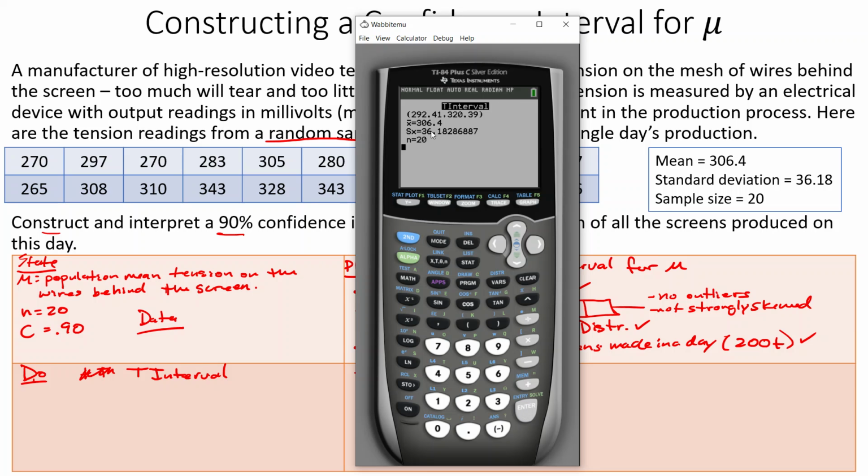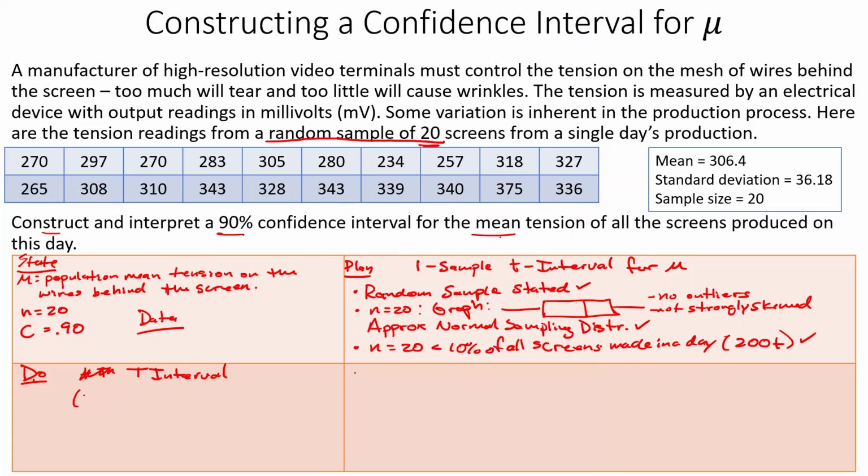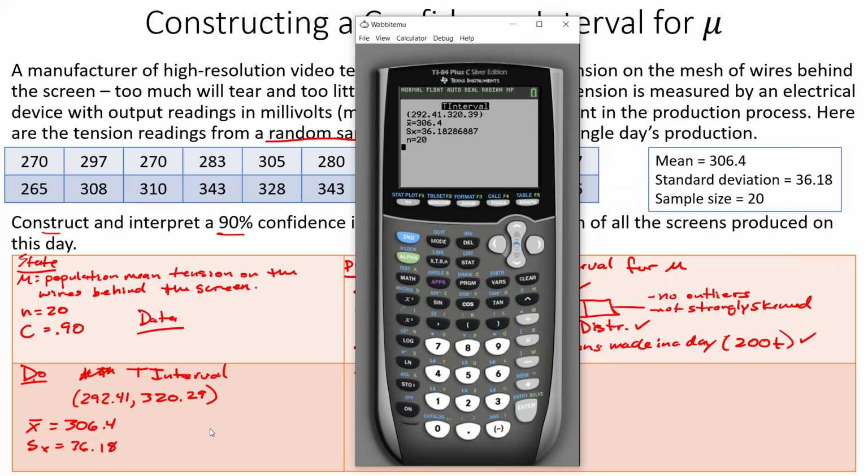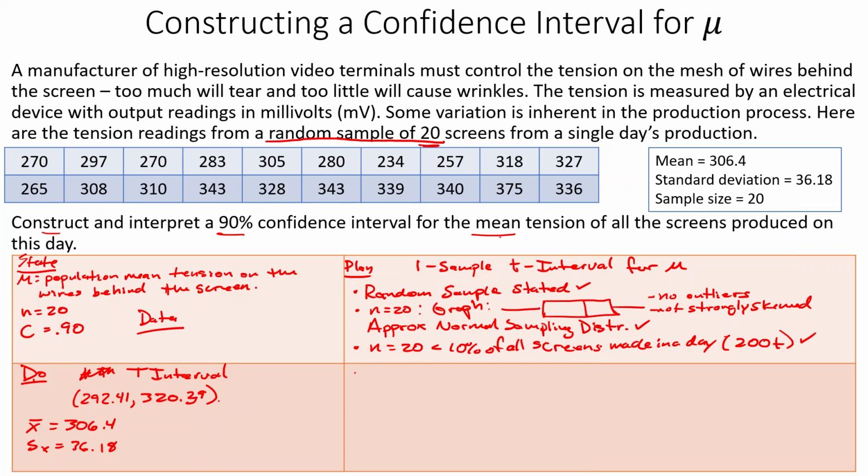And now go ahead and write down everything. All right, so you can write down the sample mean, the standard deviation, the sample size, we already wrote that down, but write down everything here. So 292.41 to 320.39. 292.41 to 320.39. And then we had our X bar was 306.4, and our standard deviation is 36.18, I believe. Check and see. 36.18, yep. Oh, it was 39, not 29. All right. There we go. Easy fix.